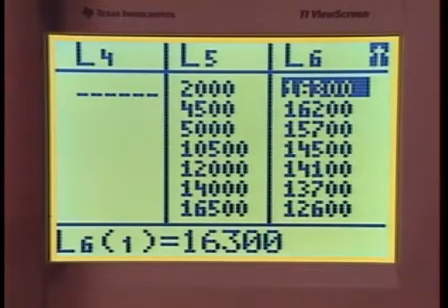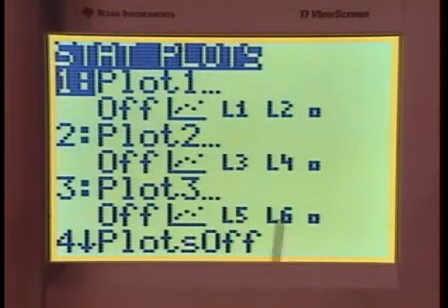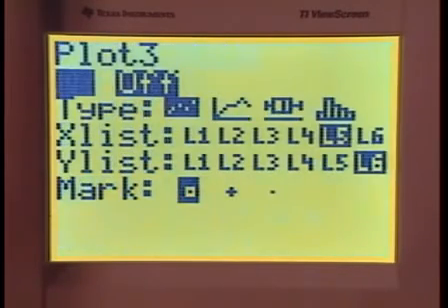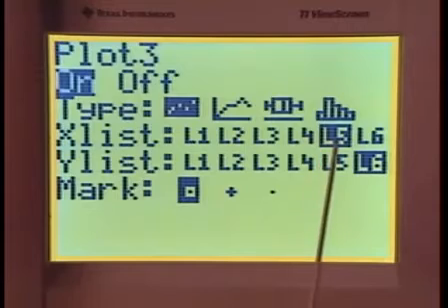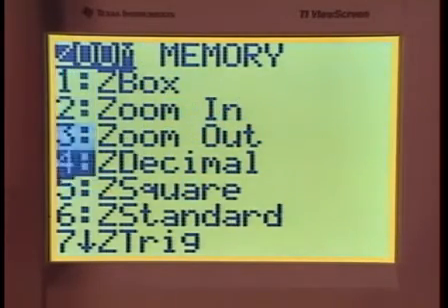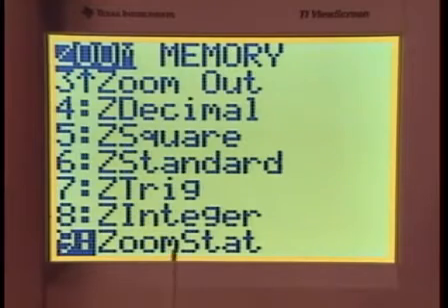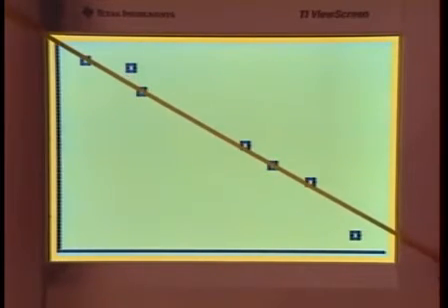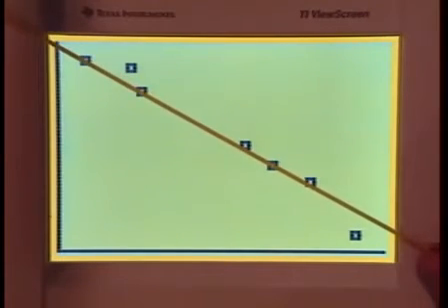Let's plot these points using stat plot. We have our data in L5 and L6, so let's turn on plot 3. We make sure that our X values, or input, are in L5, and Y values, or output, are in L6. We now go to zoom. We go down to 9, which is zoom stat, which we visited before, and there are our points. This time the points are not as perfectly aligned as last time, but still you could use a piece of spaghetti here and find an eyeball fit.